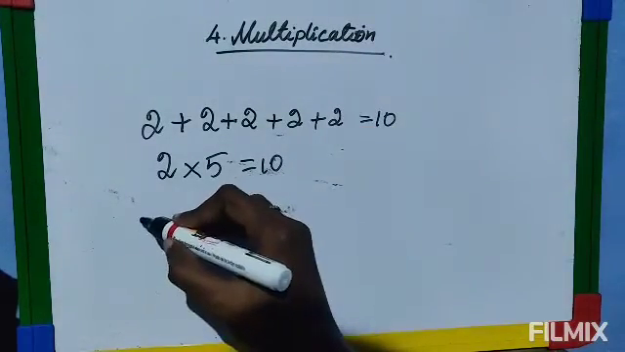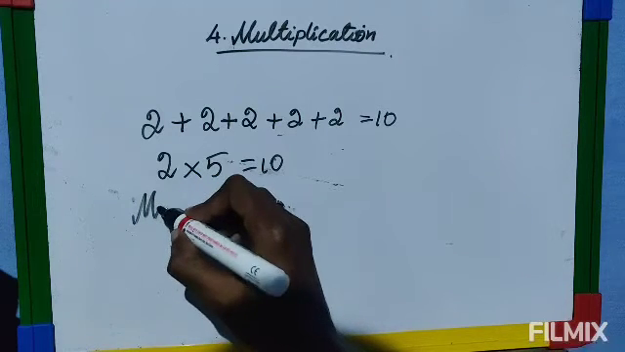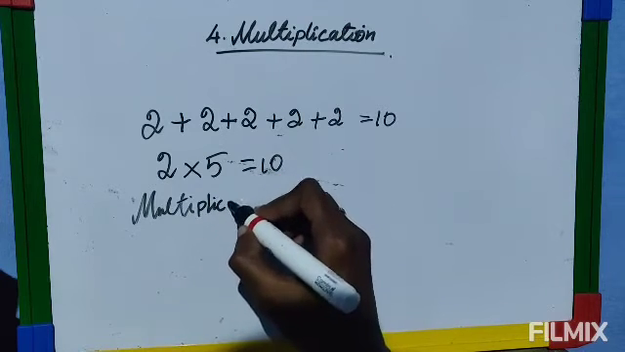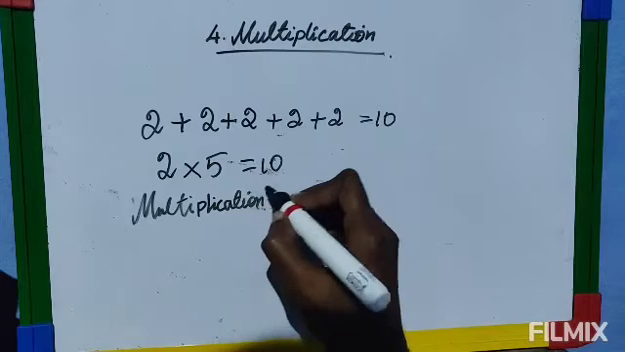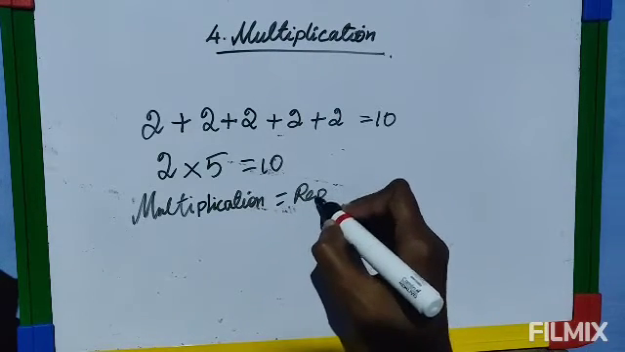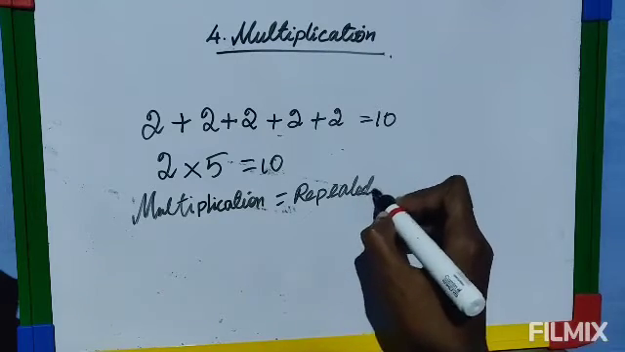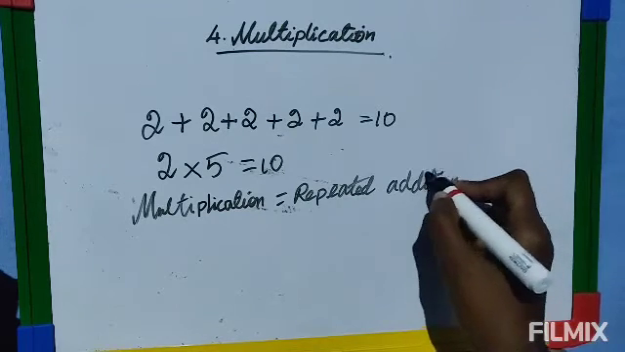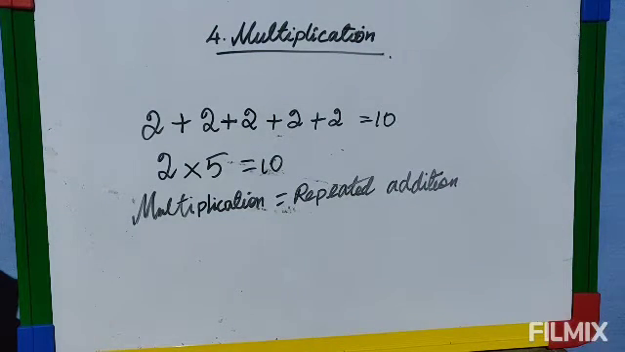Okay, so you can write now in short form: multiplication equals repeated addition. So multiplication and addition both are related. When you add a number repeatedly, how many times you add becomes a multiplication. Okay, so you will know easily now.